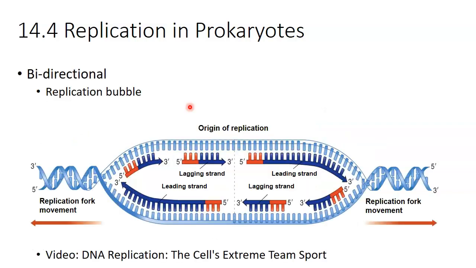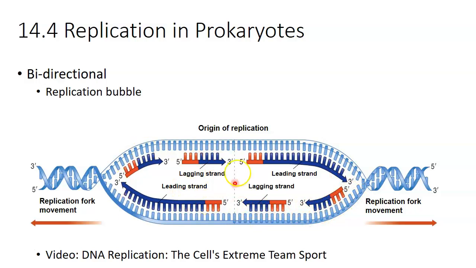Okay, so here's kind of an overview of this process. So again, we've got our origin of replication, and we've got two forks. So this would be one fork, and this is our second fork. And DNA replication here, in this fork, on this top strand, this would be the leading strand, continuous replication. And down here would be discontinuous replication.